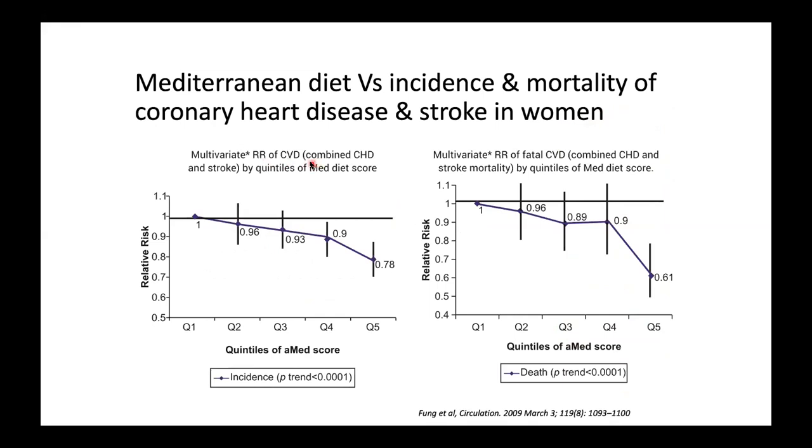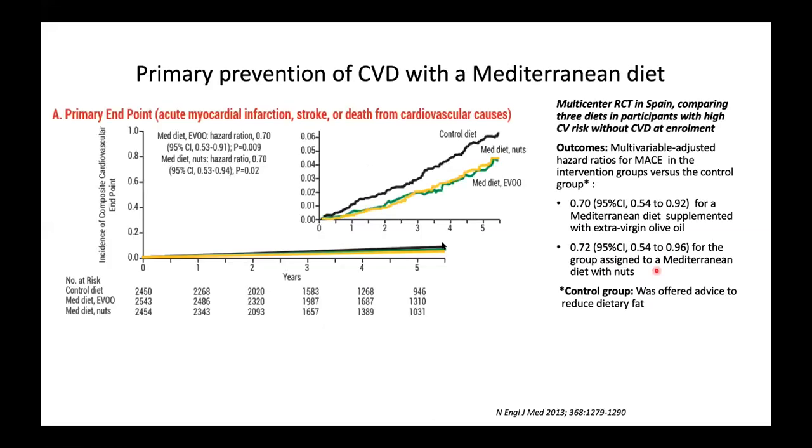there is a reduction in cardiovascular disease when the patient was adhering to the Mediterranean type of diet. High adherence leads to almost a 22% reduction in cardiovascular disease. And fatal cardiovascular disease was reduced by almost 40% when the patient was adherent to the Mediterranean diet. Less adherence had less effect, but patients who were adherent to the Mediterranean diet had a marked reduction in cardiovascular disease incidence as well as cardiovascular disease mortality.